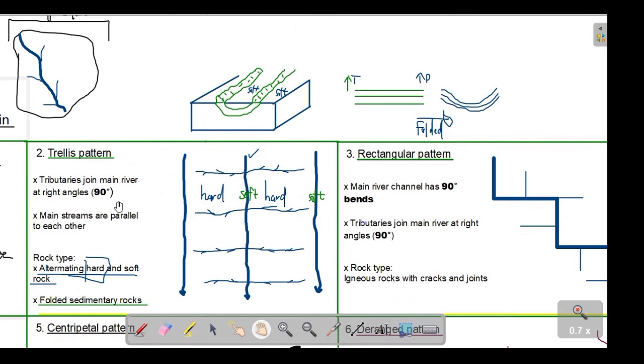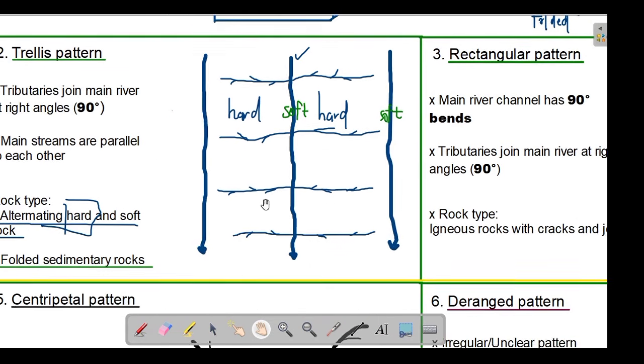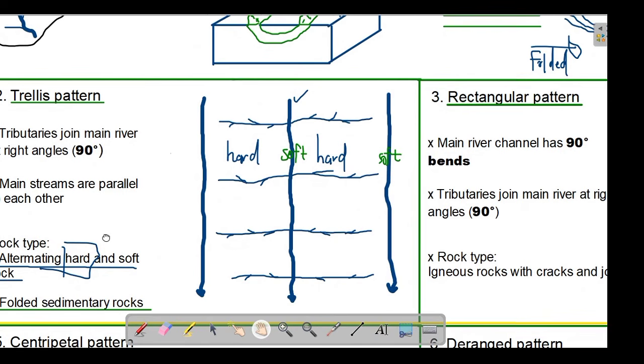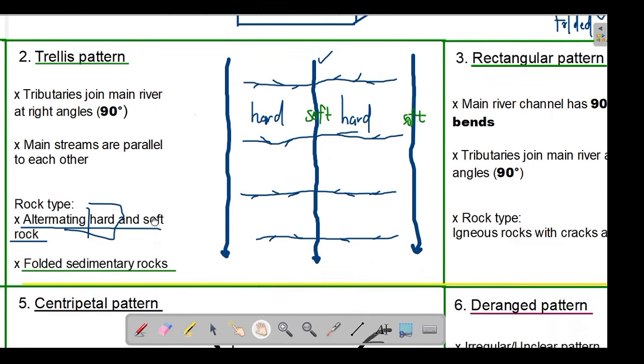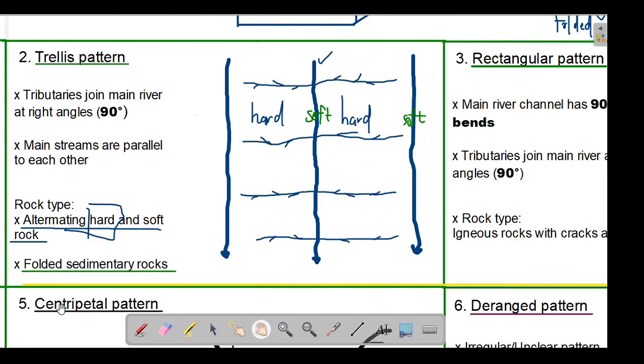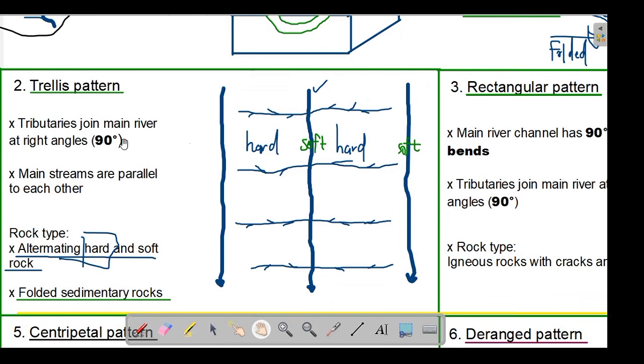So that is the trellis pattern. What I need you to take from this, guys, is the rock type. It has alternating hard and soft rocks, or the rock type could be a folded sedimentary rocks. Okay. And two of the most important characteristics are: one, tributaries join the main river at right angles, and two, the main stream is straight. Okay. The main stream is straight. Now, this characteristic allows you to differentiate the trellis pattern from the rectangular pattern.